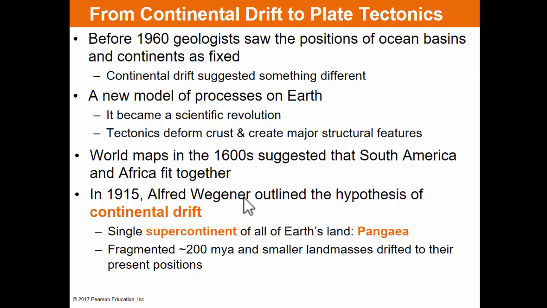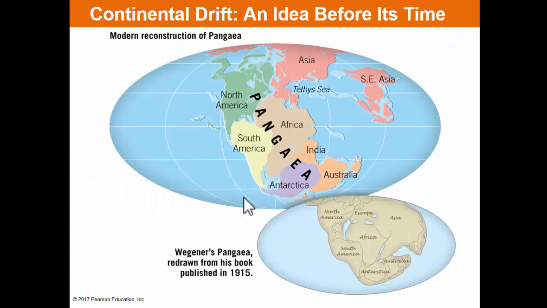Now, it wasn't the 1960s when this was first thought of. As far back as the 1600s, world maps suggested that South America and Africa would fit together very nicely. It was in 1915 when a meteorologist named Alfred Wegener wrote a book and outlined his hypothesis of continental drift, suggesting that there's a single supercontinent called Pangaea. Pangaea literally means all land, and that supercontinent was one big clump of land that fragmented some 200 million years ago and drifted apart into smaller pieces that are the existing continents and subcontinents that we know today.